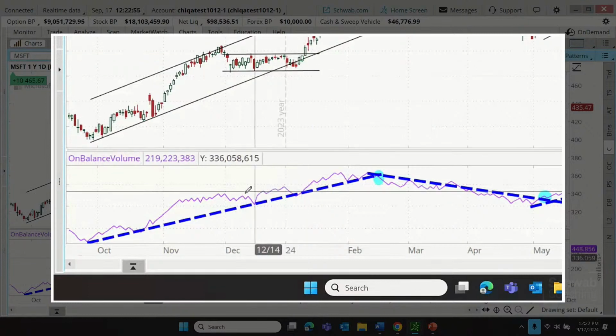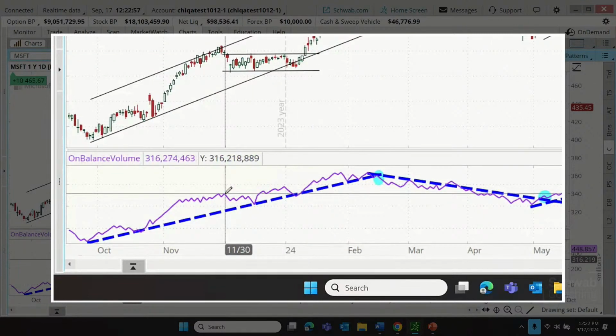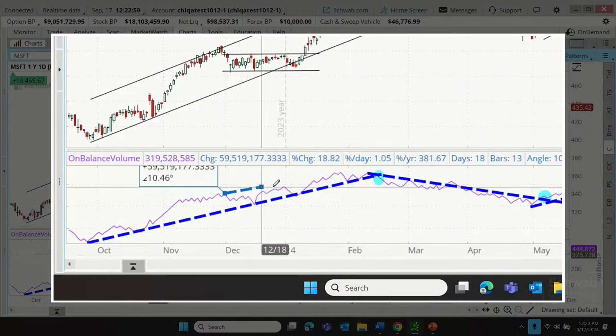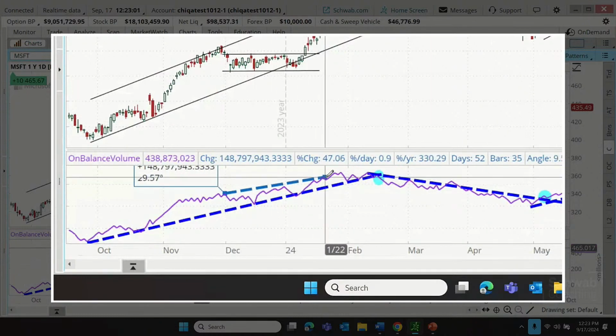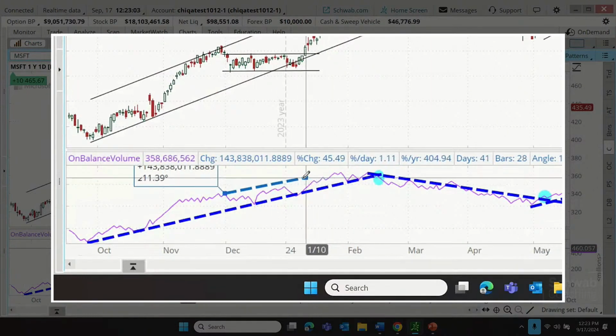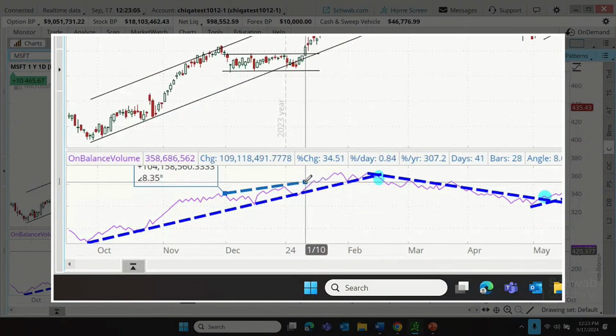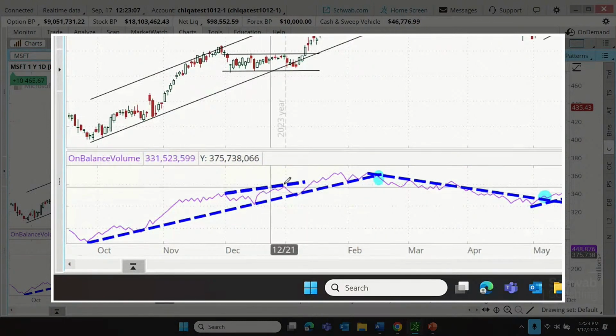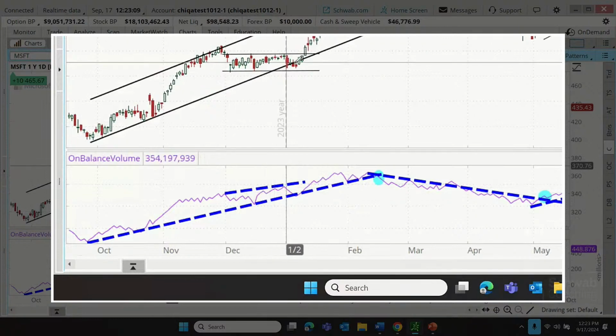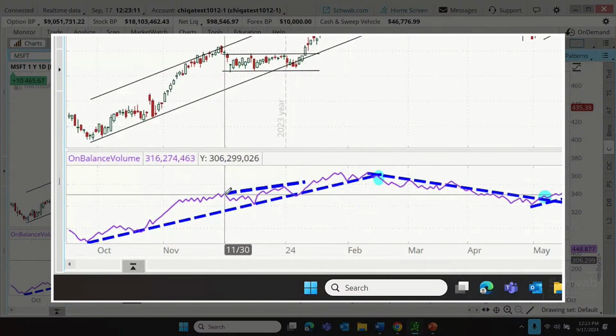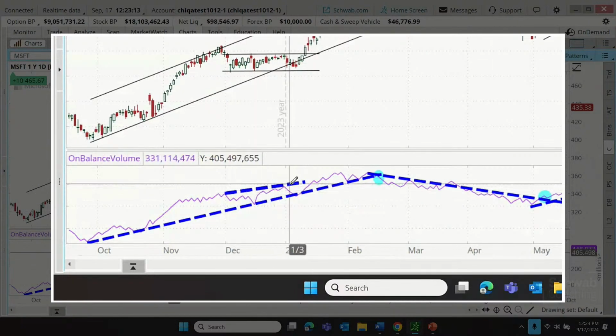But at the same time, if we go back to December 1st here, on our OBV, what are our OBV highs doing? Let's go back to the same high. It's going to be around, yeah, right there, that same period. Price is going sideways, OBV is going higher.